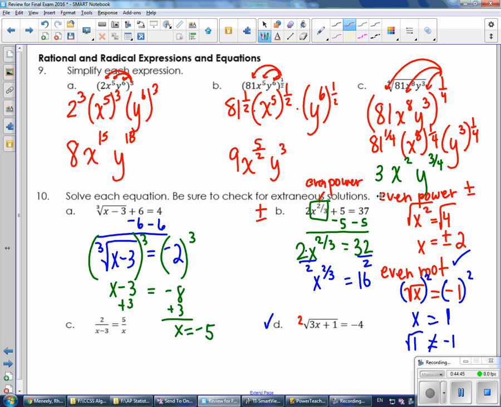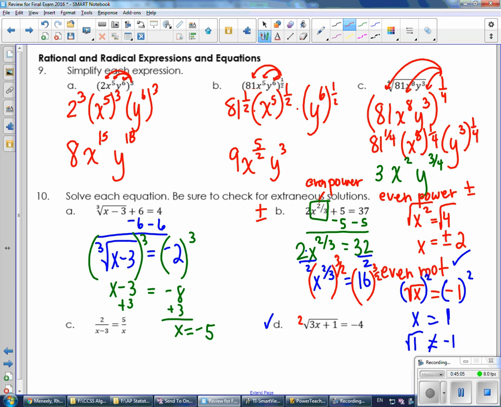But I also need to get rid of that 2/3 power. That means I'm raising x to the second power and I'm taking the cube root. And I need to undo both of those. So I need to undo my cube root by raising it to the third power, and I need to undo my square by taking the square root. So I'm raising both sides to the 3/2 power.